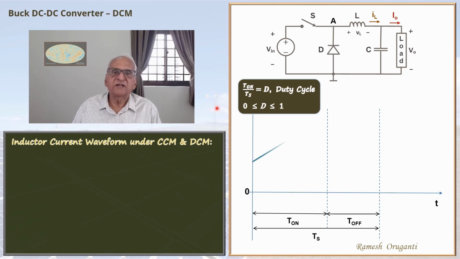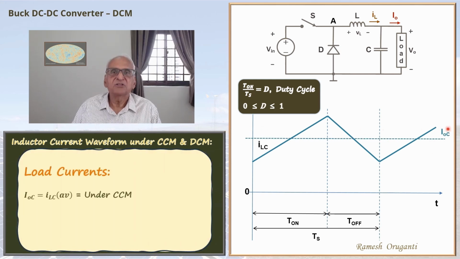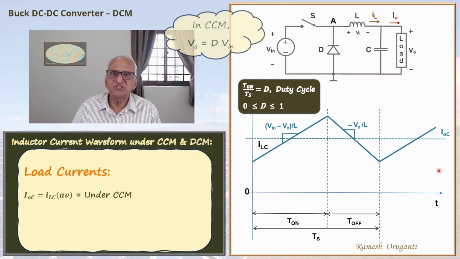ILC is the inductor current under continuous conduction mode, or CCM. The average forms the load current. This is the average current. The load current is IOC. And the ripple part goes through the capacitor. The slope of the current will be Vin minus V0 by L during the T on interval. During the T off interval, the inductor current freewheels through the diode and the inductor current slope will be minus V0 by L.